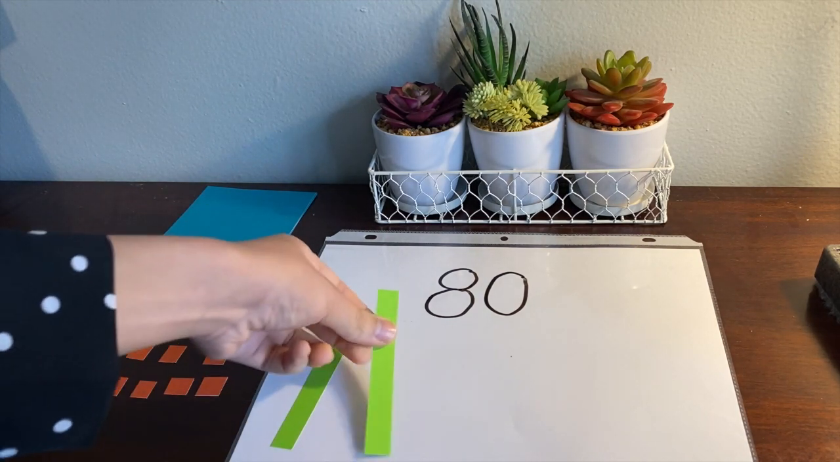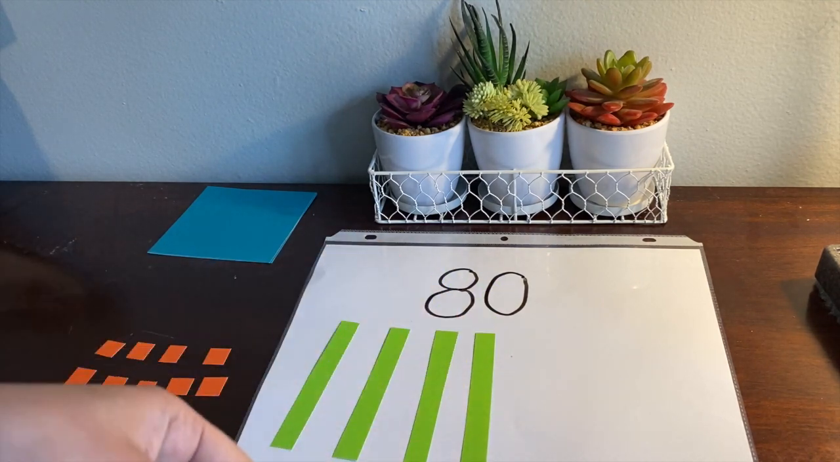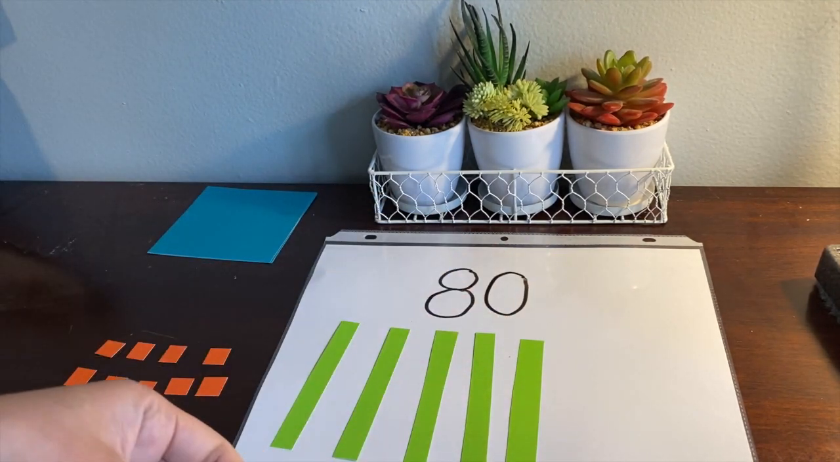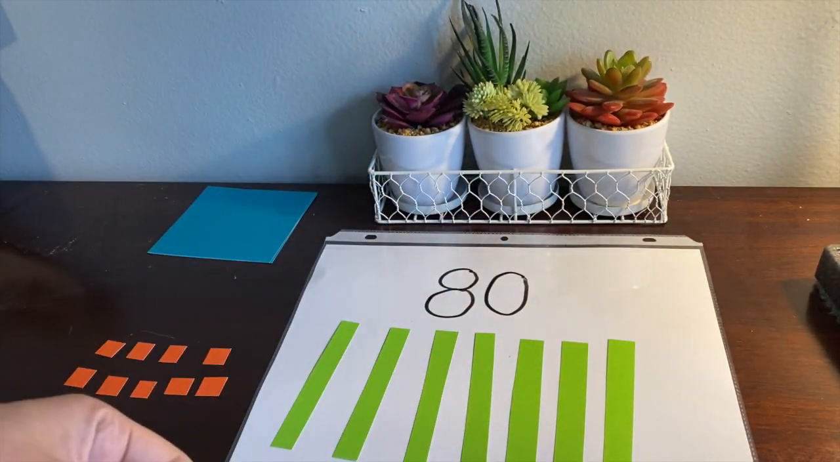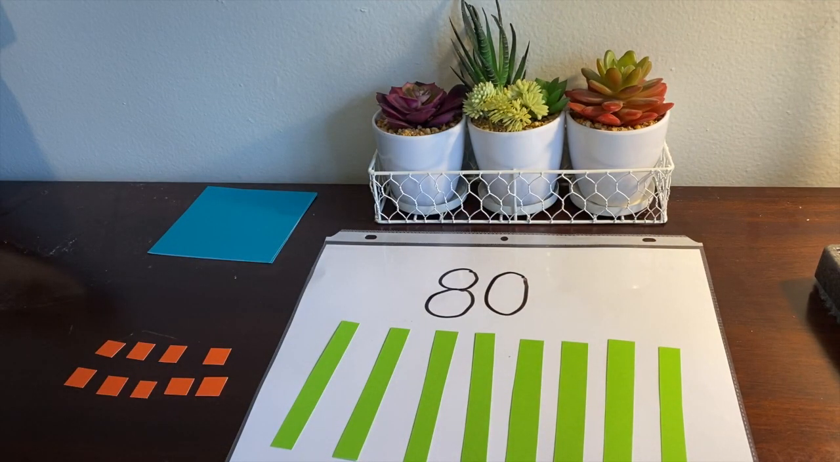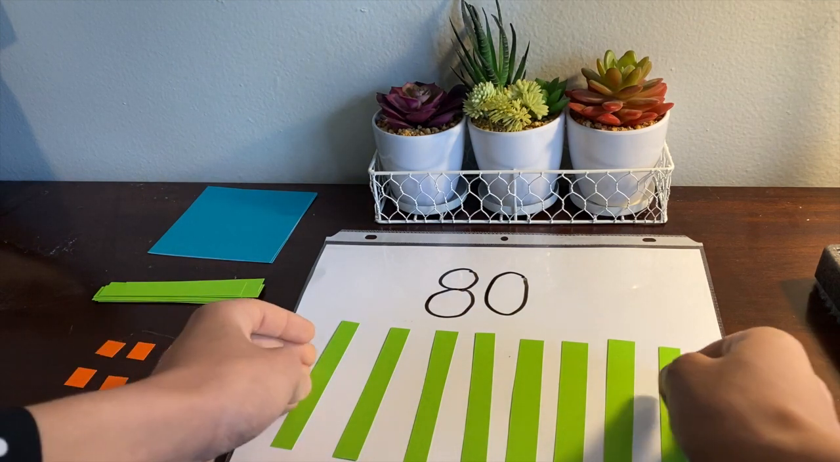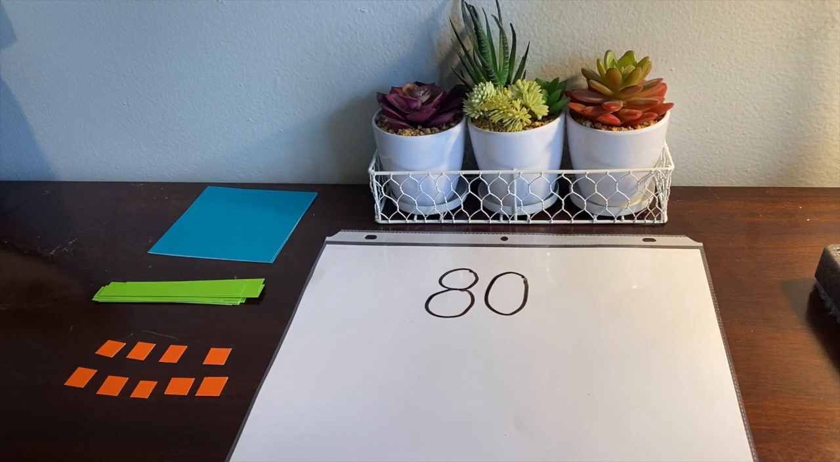10, 20, 30, 40, 50, 60, 70, 80. And there is that number represented with the tens blocks. Let's put them away and try one more again together.